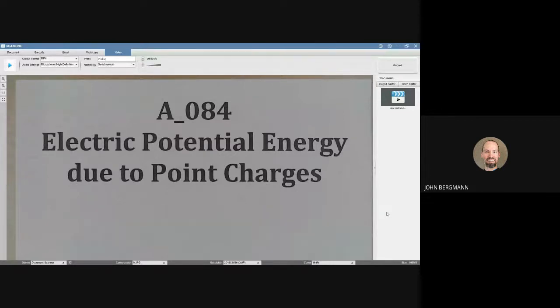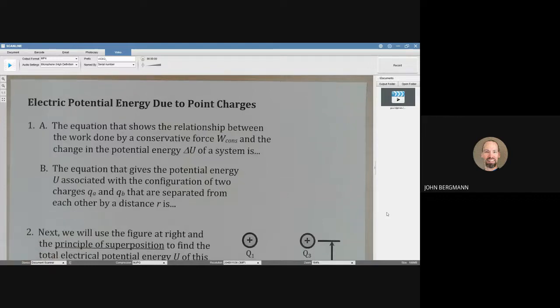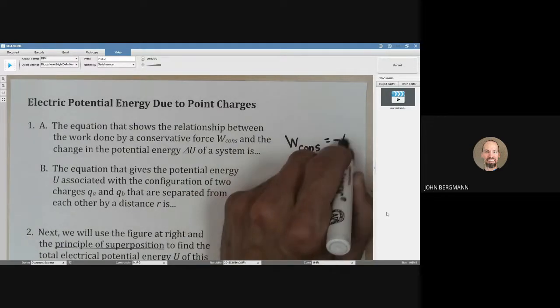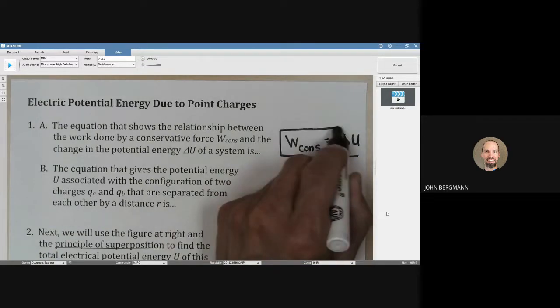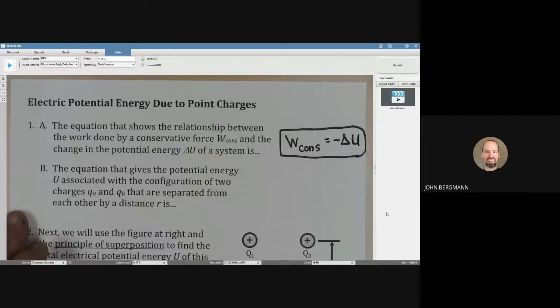In this video, we're going to talk about the electric potential energy due to point charges. The equation that shows the relationship between the work done by a conservative force and the change in the potential energy, delta U, of a system is: the work is equal to the opposite of the change in potential energy of the system. You might have seen a similar equation, actually an identical equation, when you studied some mechanics.